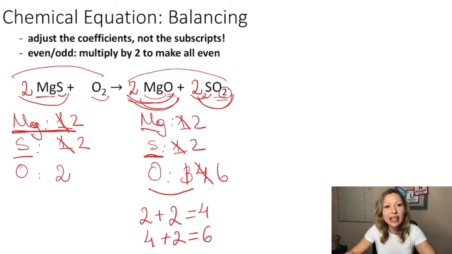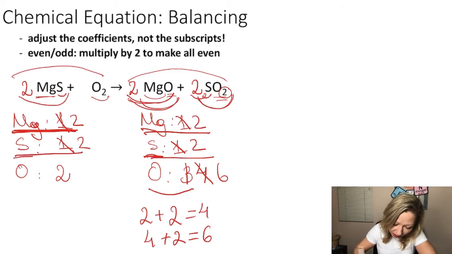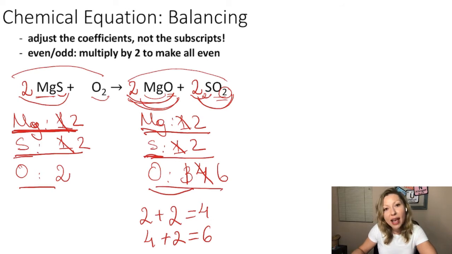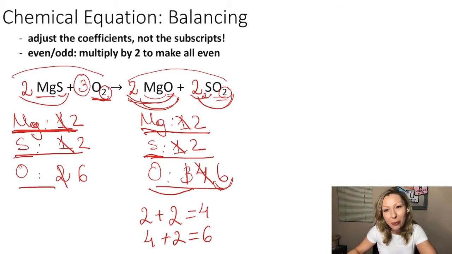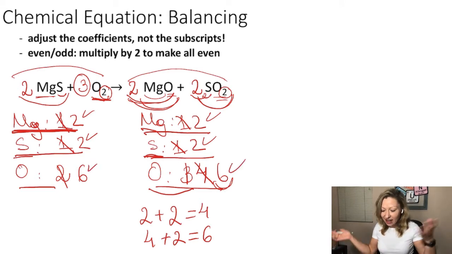Okay, let's take a look at the balancing again. So magnesium 2 and 2, that's awesome. Sulfur 2 and 2, awesome. Oxygen 2 and 6. So I have to adjust for the number of oxygens on my reactant side. So I have to multiply O2 by 3 to give me the 6, right? So that is going to be 6, as 2 times 3 is 6. Okay, let's check our work. Magnesium, 2 and 2. Sulfur, 2 and 2. Oxygen, 6 and 6. Okay, awesome.